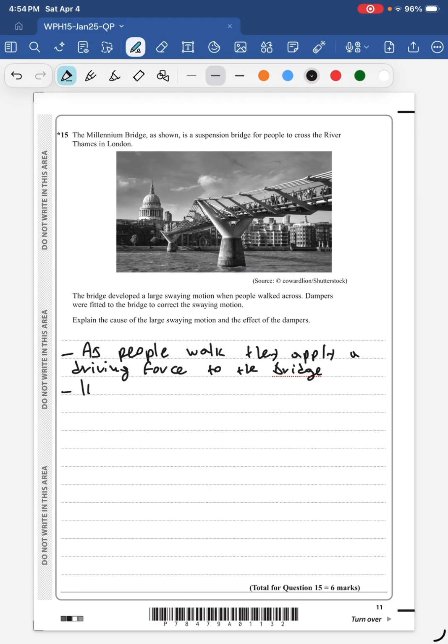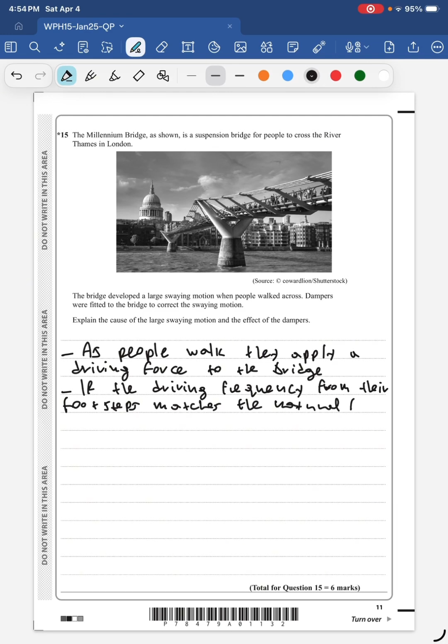If the driving frequency from their footsteps matches the natural frequency of the bridge, resonance occurs.